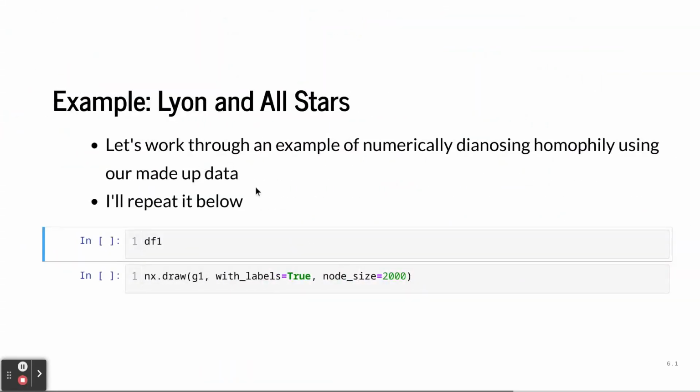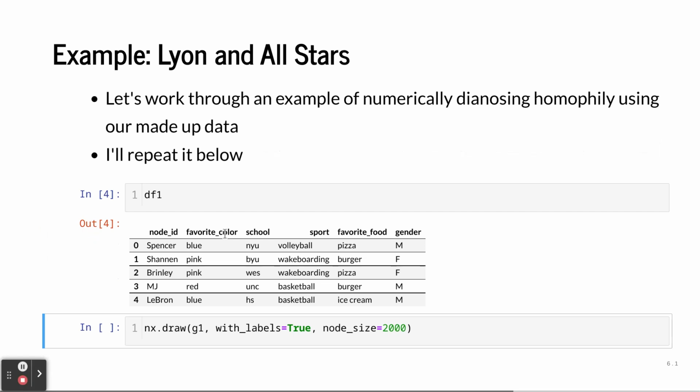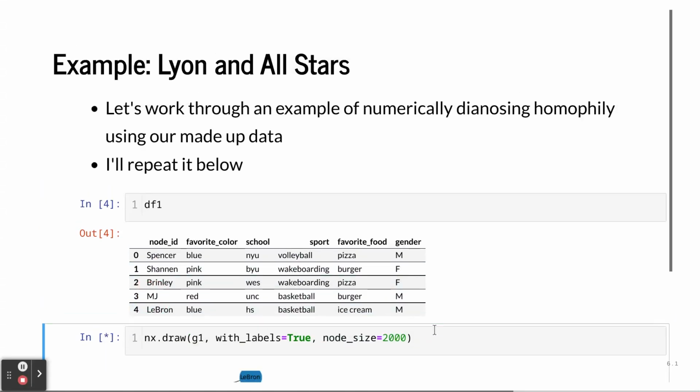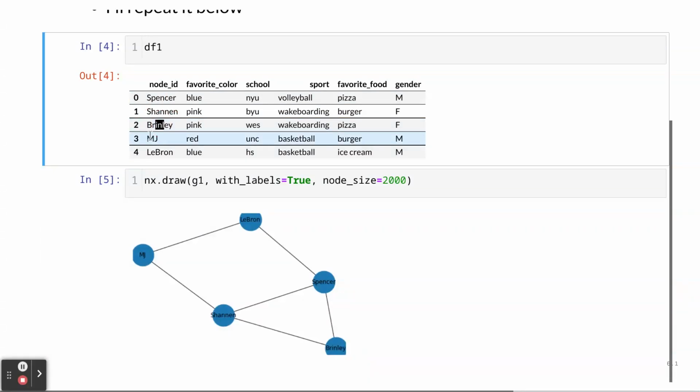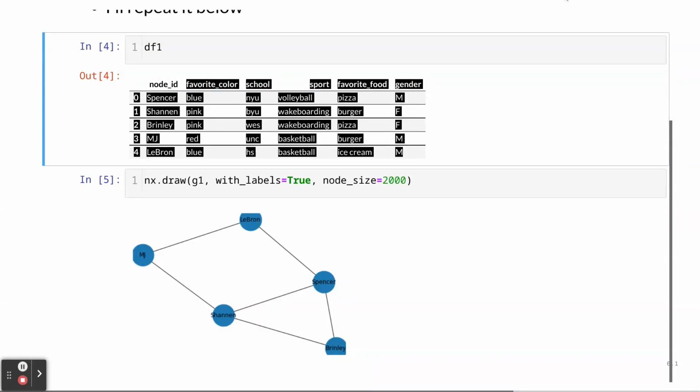So now let's go back to our made up data where we had some members of my family, as well as some NBA stars. And if you remember, this was our graph. We have here me, my wife, my daughter, and then Michael Jordan and LeBron James. And here there's a structure for how these nodes connect. And then we have a number of different characteristics: their favorite sport, school, color, food, and gender.